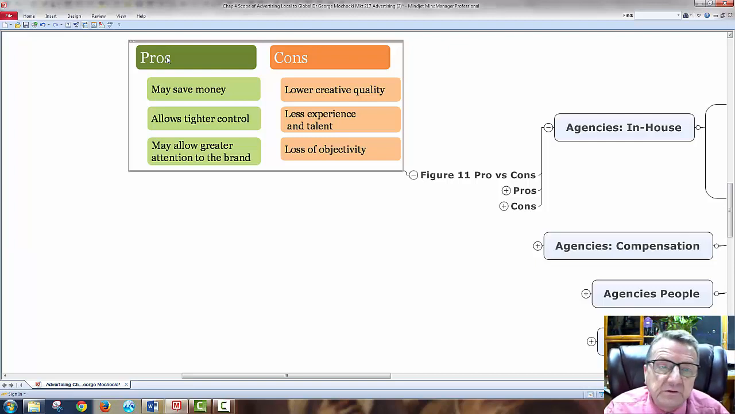But smaller businesses may only have that agency and never utilize outside ones. So it saves you money. It allows tighter control because I control my employees. It may allow greater attention to the brand because I'm very focused on the brand. The cons: lower creative quality, less experience and talent.